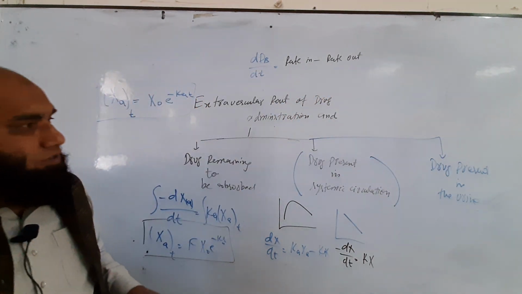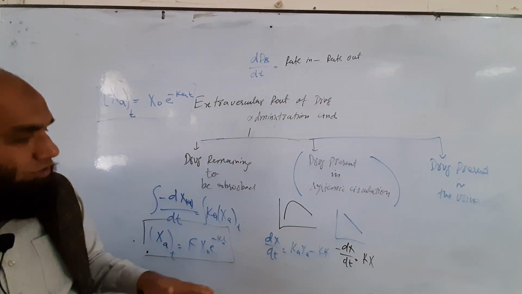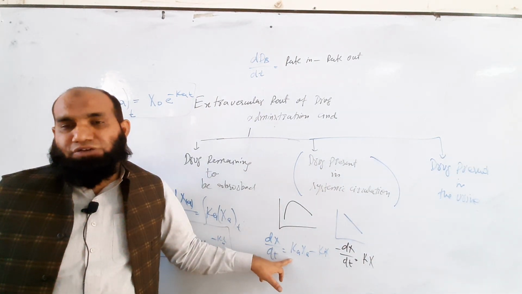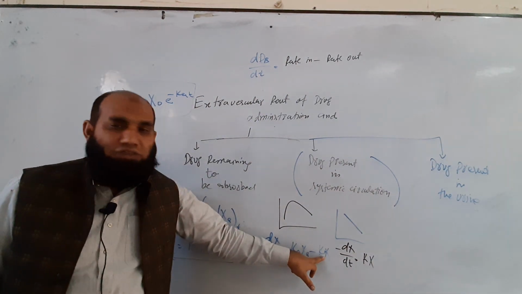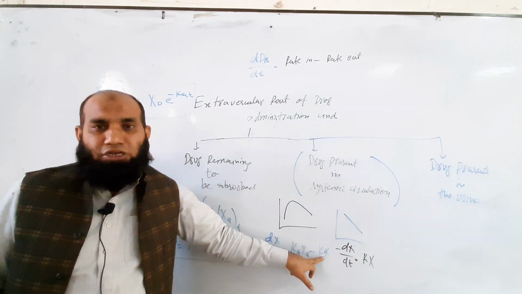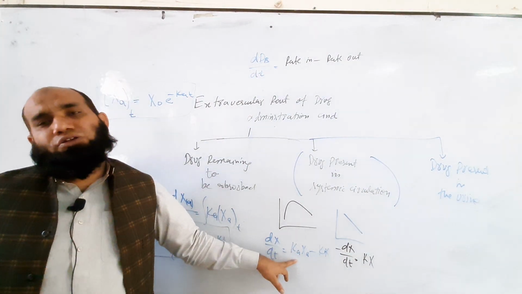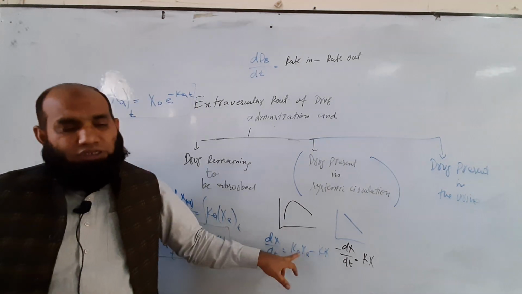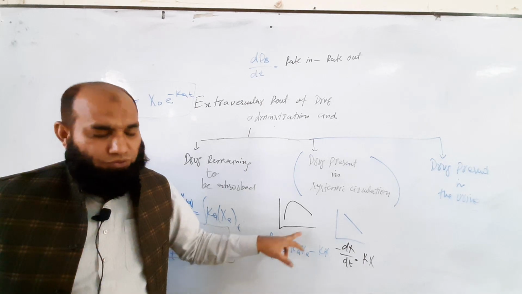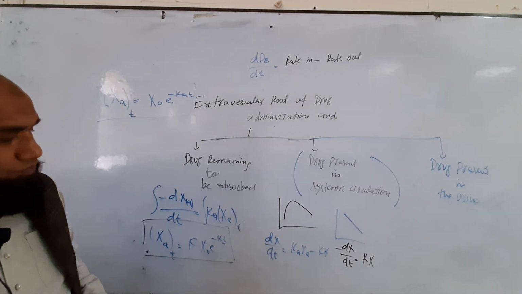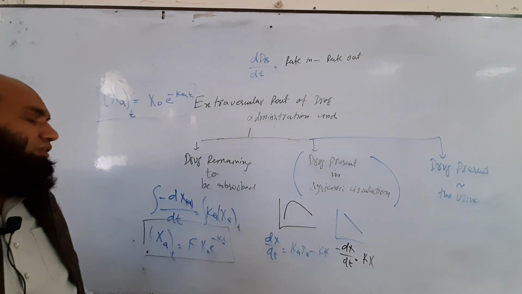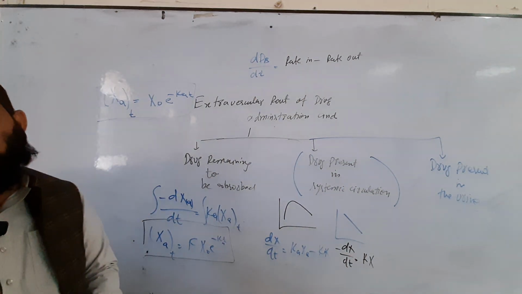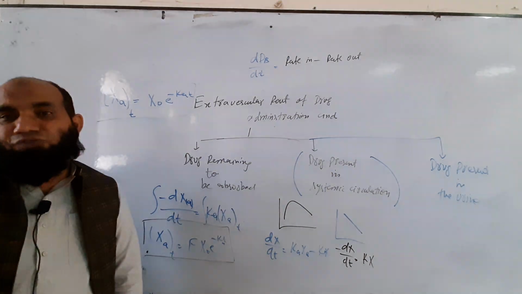Now our focus is we have to calculate this Ka, because in our previous lectures we have calculated this K, the elimination rate constant, but the question is, how can we calculate the absorption rate constant, Ka? This is the main focus of today's class. Here we have to find the Ka value. There are different parameters. We can calculate the Ka by applying the feathering technique.